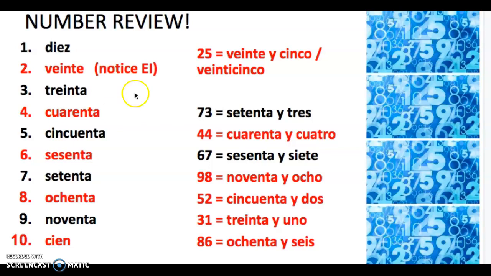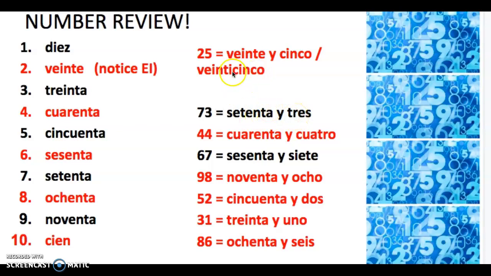So one of the things we reviewed was the placement of the E, the Y. It is a rule that you can only place E in between the tens and the ones. So any of these you can use between your tens place and your ones place. So 73 would be setenta y tres because 70 is a tens and tres is a ones.